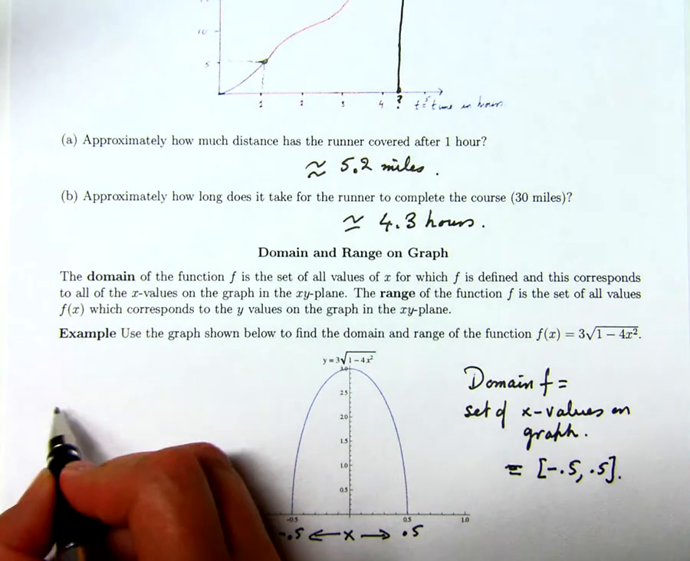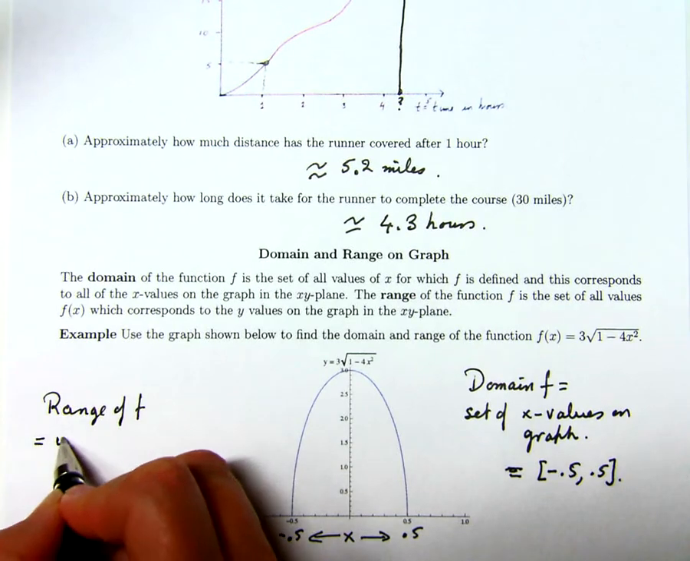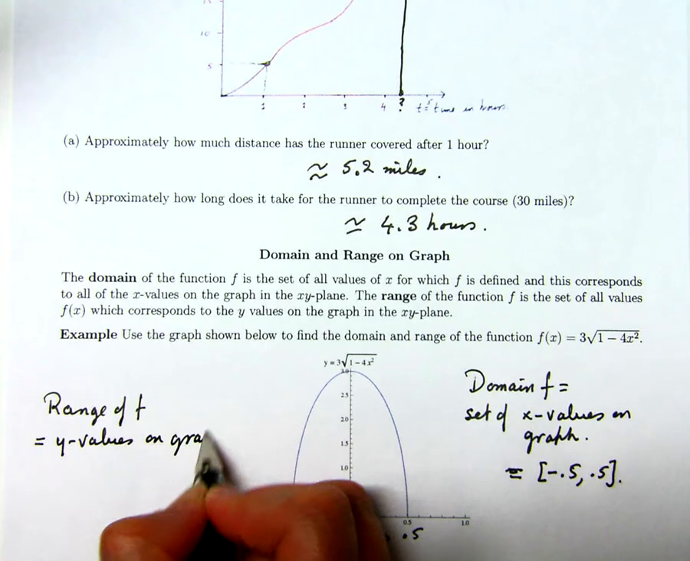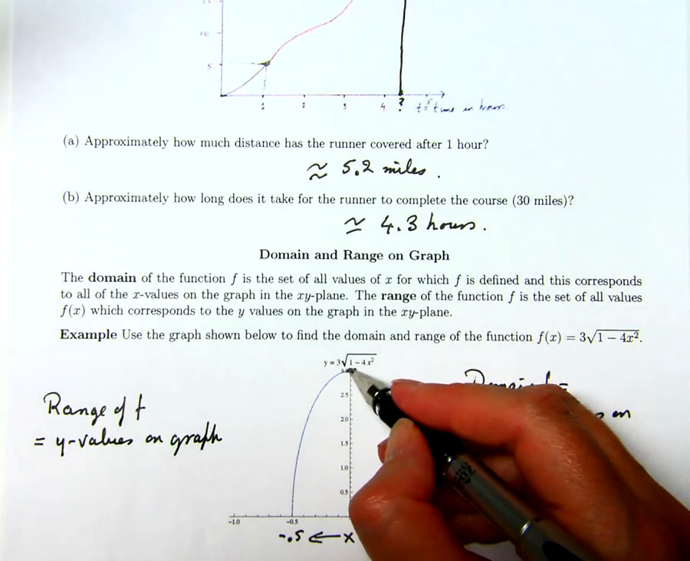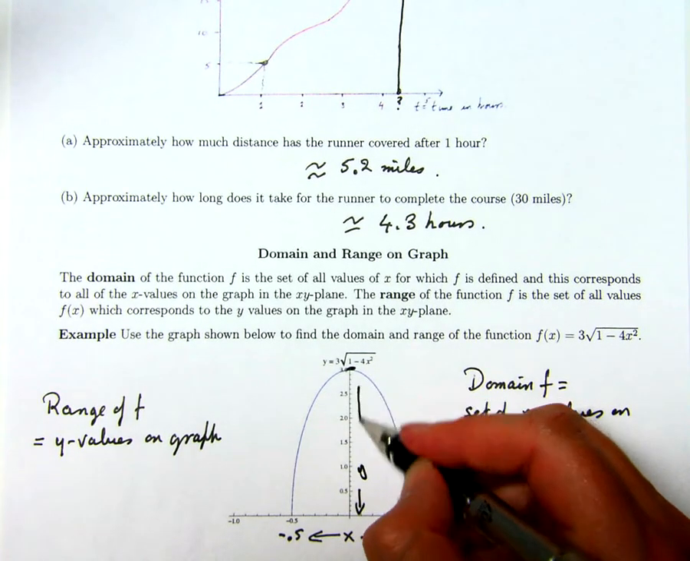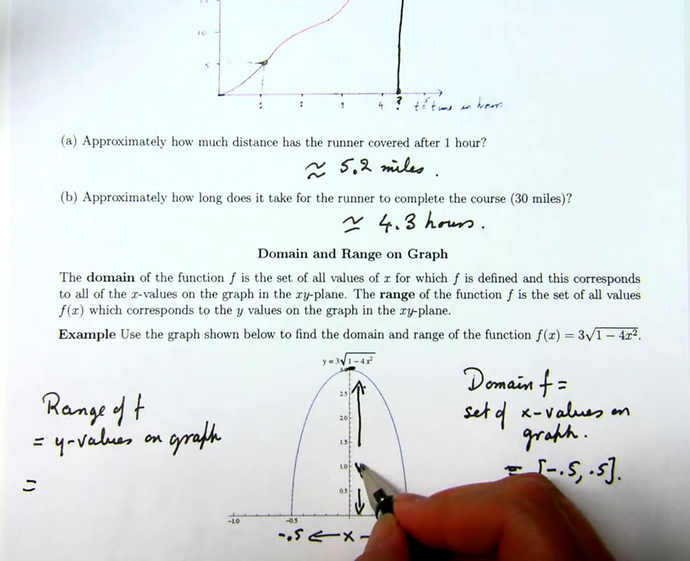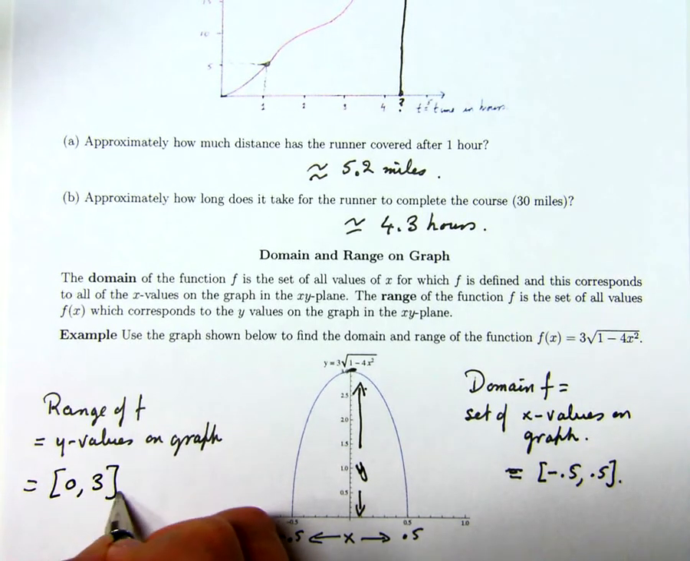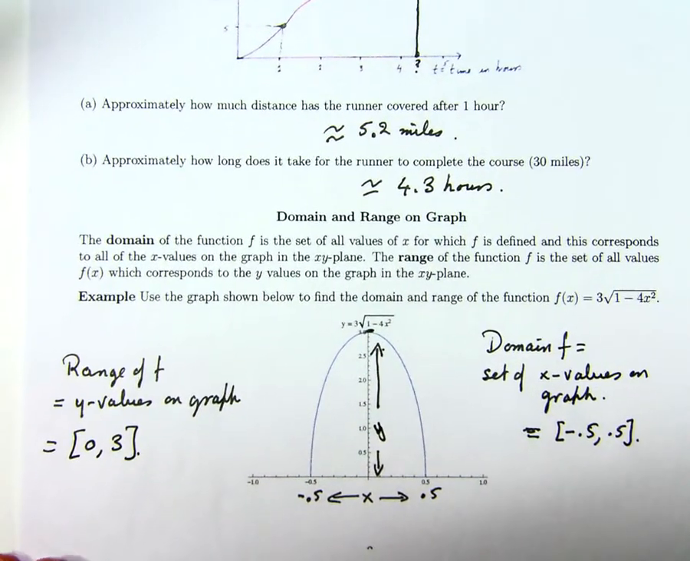What's the range of f? That's the y values on the graph. And we see the y values on the graph run from 0 right up to 3. So that's the set of y values between 0 and 3. So that gives us the domain and the range of this particular function.